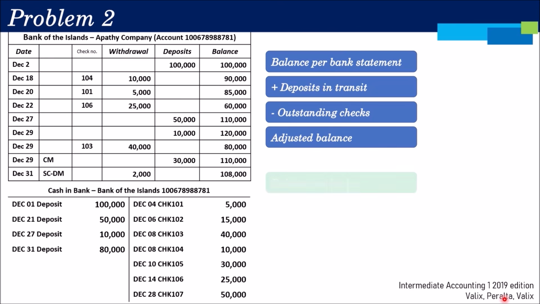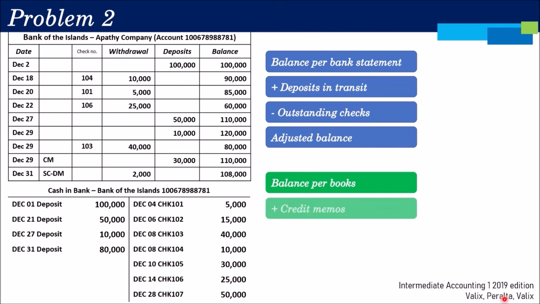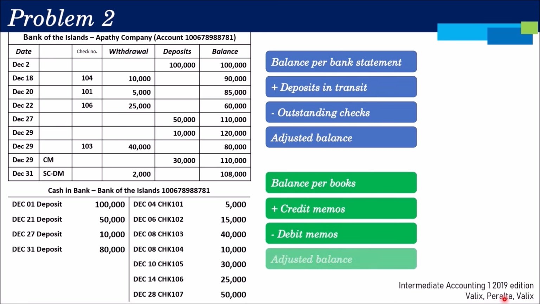And then on the book side, balance per books or per ledger, add po natin credit memos, deduct po natin si debit memos, and your adjusted balance. Hindi po muna ako naglagay ng errors para mas simple po yung discussion.